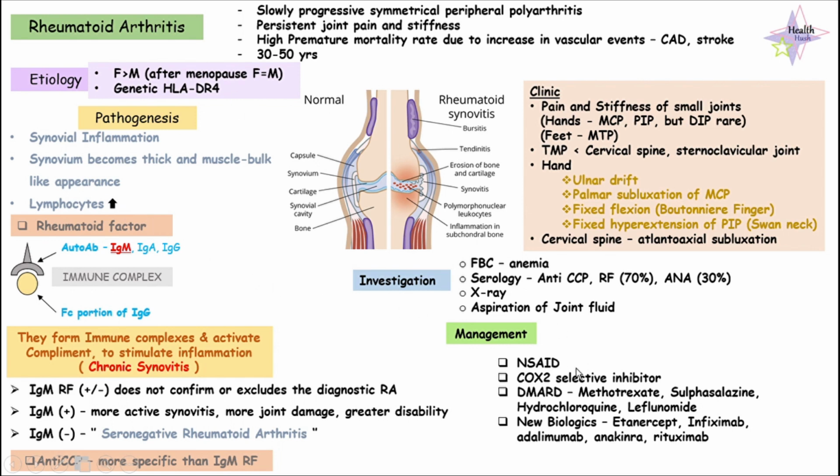We give NSAIDs for pain, and NSAIDs will give some side effects for these patients, so we also give them COX-2 selective inhibitors. And to treat these patients, we give DMARDs: methotrexate, sulfasalazine, hydroxychloroquine, and leflunomide. And also we can treat them with new biologics, for example, etanercept, infliximab, adalimumab, anakinra, and rituximab.